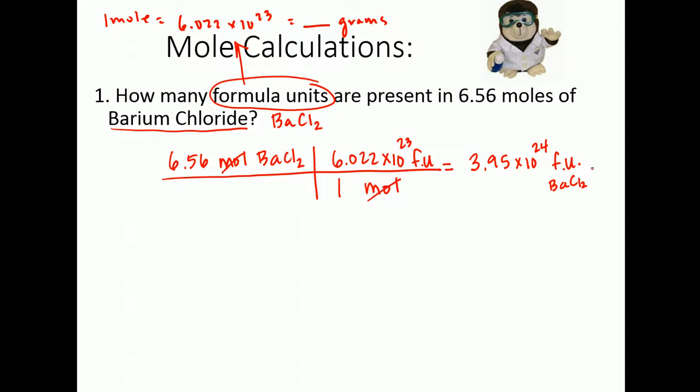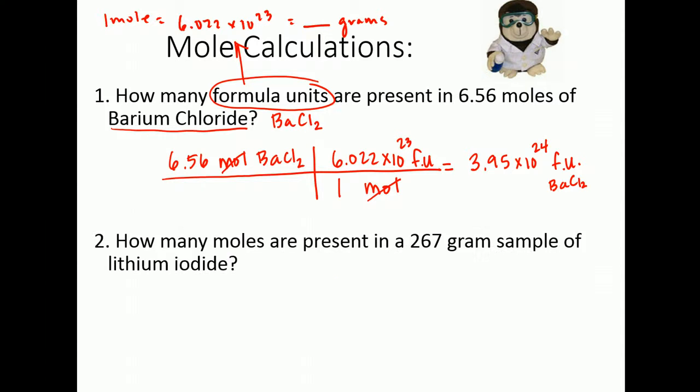Let's take a look at another one. How many moles are present in a 267 gram sample of lithium iodide? And again, I'm just going to start by writing the formula before we begin. Lithium iodide, lithium is Li plus 1, iodide is I minus 1. And then to start our dimensional analysis process, we'll start this time not with moles but instead grams. So 267 grams LiI.